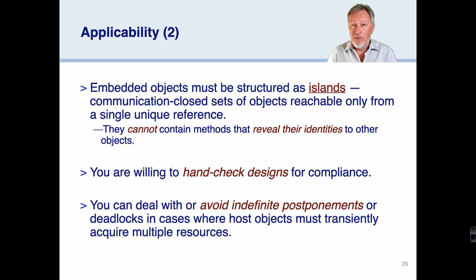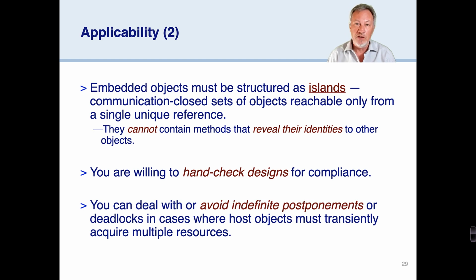Some programming languages provide some support for such designs, but Java does not. This means that you would really need to hand check the designs for compliance or make use of some tool that will help you reason about the reachability of accesses to these objects. You want to be sure that there's no chance that a reference to such an object can leak out so that it suddenly gets exposed to multiple threads, because it's not protected in any other way. It's only protected by its container.